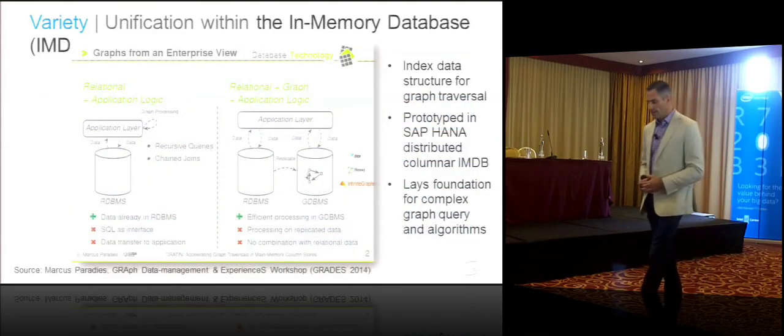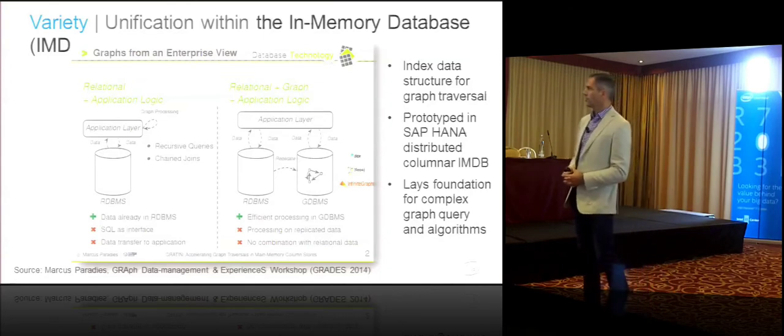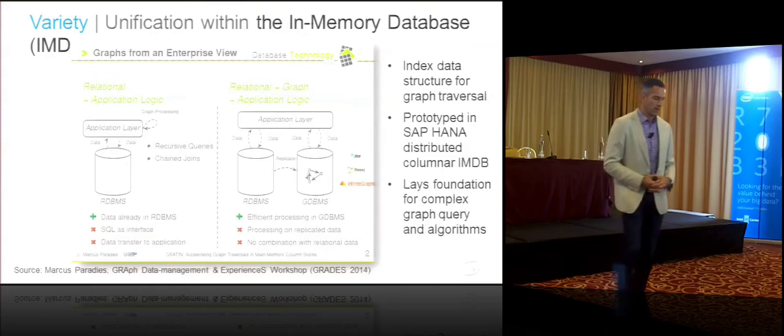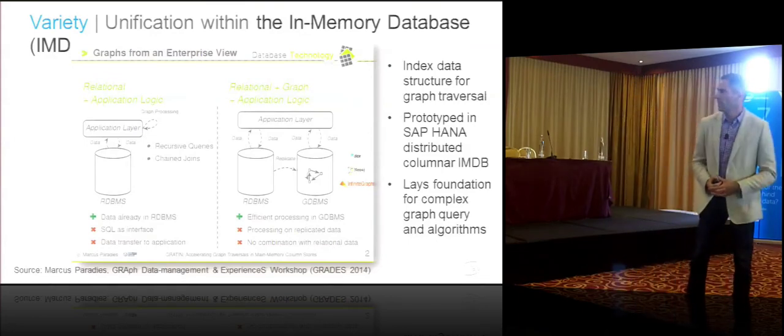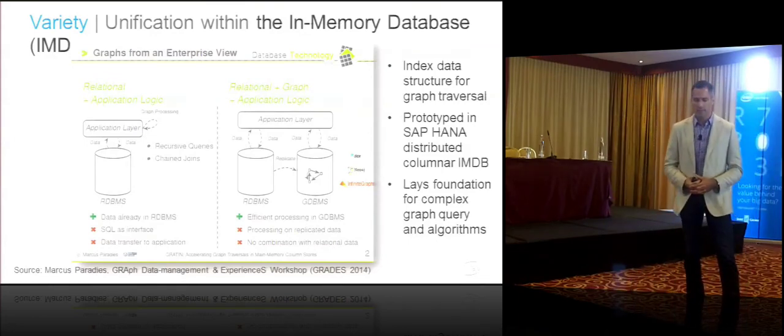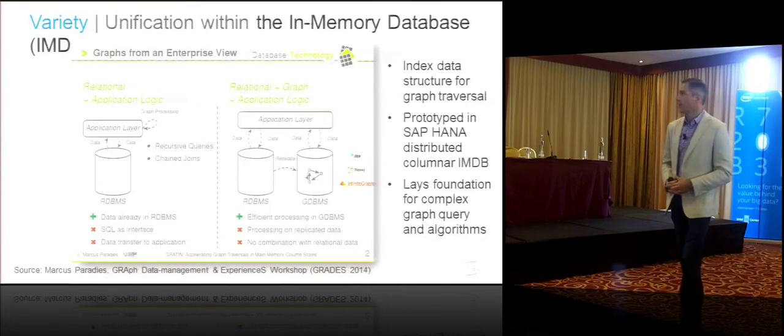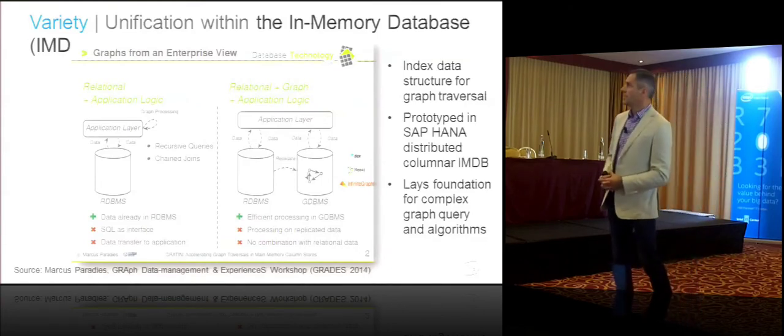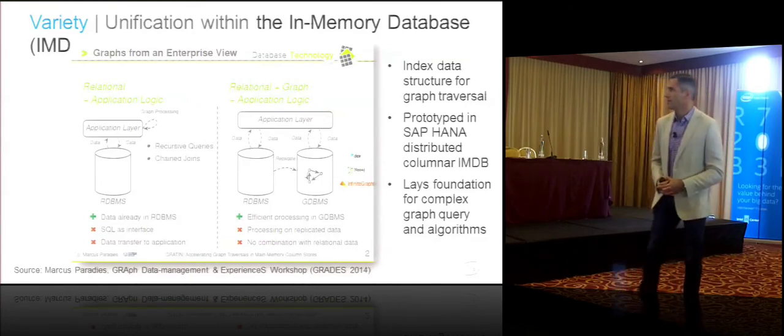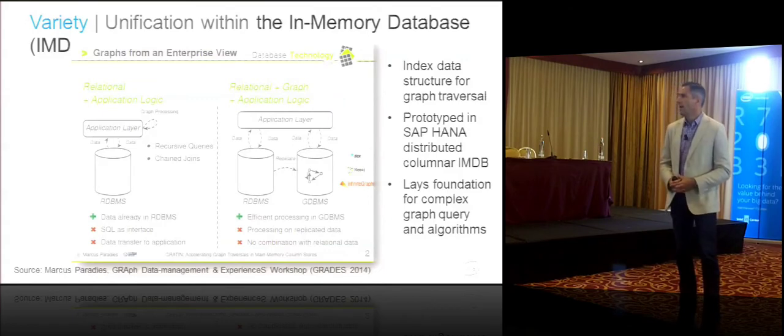Another interesting thing is the GRADES workshop, a co-located ACM workshop, and an interesting paper came through it last year from SAP. SAP's been working on graph as well. So another way of dealing with variety is to unify at the database level, in-memory database level. And you can see that on the left-hand side is a standalone relational database. And on the right-hand side is one that's got some graph logic integrated into it.